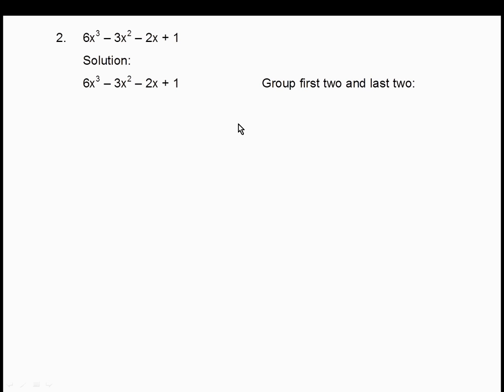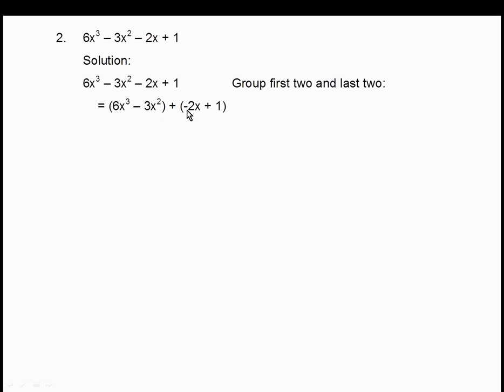So first two, last two. Now notice this minus sign is still with the minus 2x. Right? So I've got 6x cubed minus 3x squared plus negative 2x plus 1. Now I'm getting ready to take care of this minus sign. From the first two, they have the number 3 in common, they have x squared in common. Now, for the next two, because of this minus sign, I'm going to factor out at least negative 1. So it doesn't matter whether this one has a minus sign or not.